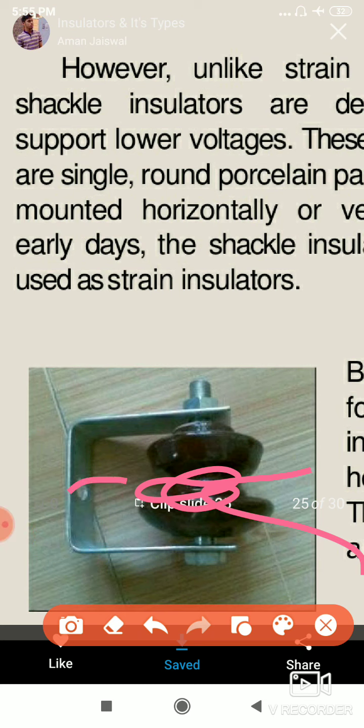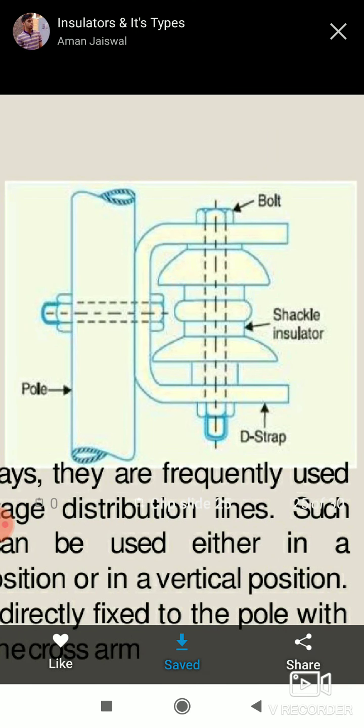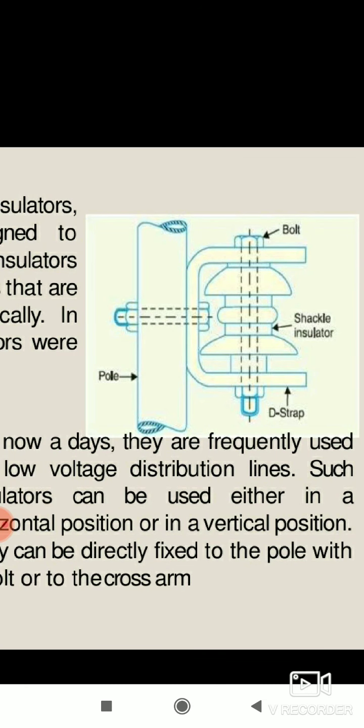So the shackle insulator can be used for a low voltage distribution system, right? It can be fixed to the poles itself, like in the figure. This can be used for a distribution system of less than 11 kV, right? It can be placed either horizontally or vertically. Nowadays we are using shackle insulators for street poles. At the street pole nowadays we are using these type of shackle insulators.